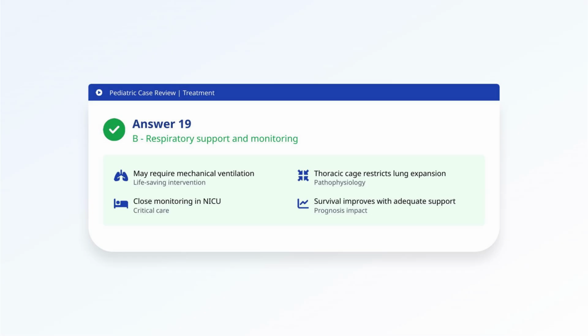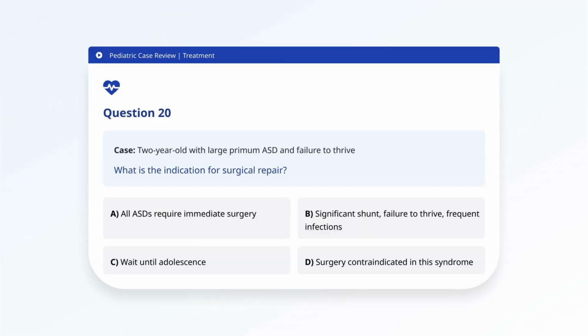Neonates may require mechanical ventilation because the thoracic cage restricts lung expansion. Close monitoring in the neonatal intensive care unit is essential. Adequate respiratory support significantly improves survival rates. Cardiac issues are addressed once the infant is stabilized. A 2-year-old with Ellis Van Creveld Syndrome has a large primum atrial septal defect with failure to thrive.